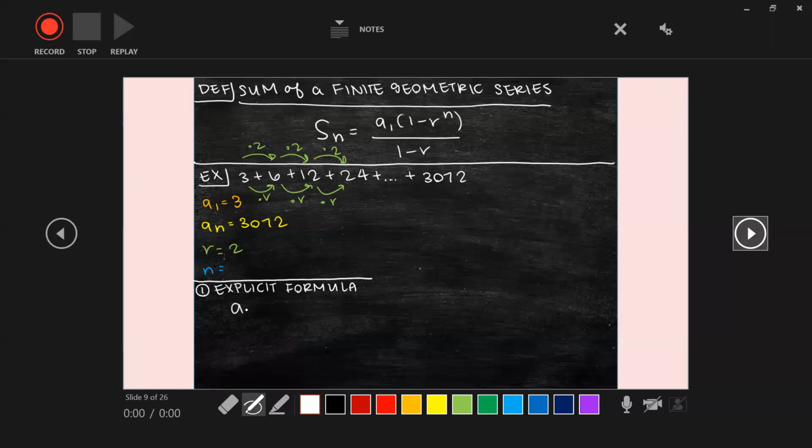Our explicit formula starts out a sub n is equal to some stuff. A sub n is equal to a sub 1 times r raised to the n minus 1. So it's a sub n is equal to a sub 1 times r raised to the n minus 1.